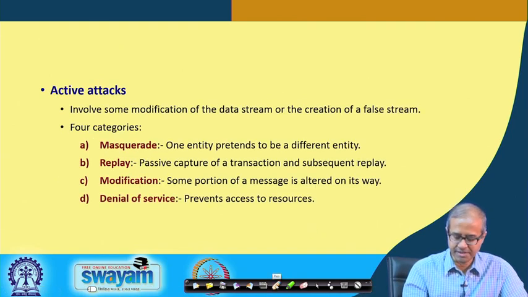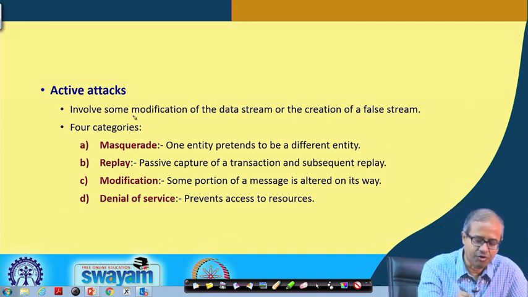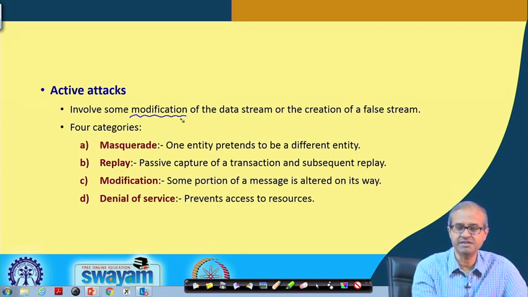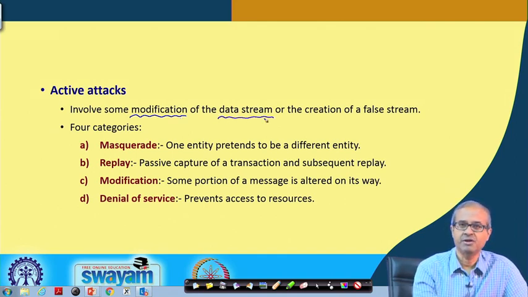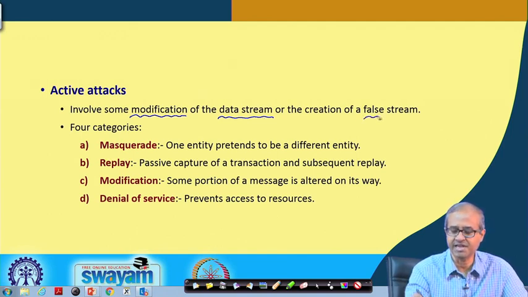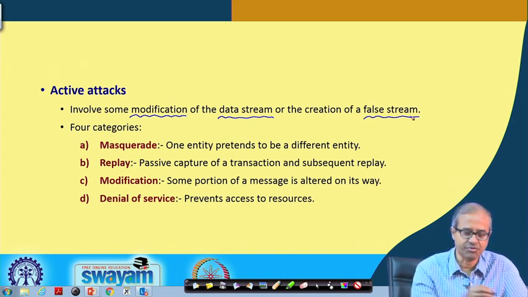Now, talking about active attacks, as I said, these are those where some kind of changes or modifications are taking place. They involve some kind of modification of the data that are flowing through the network, or through fabrication you can also create a false stream of data which is not there, some new or false data is injected into the network. Now, here again under active attacks you can classify separate types.